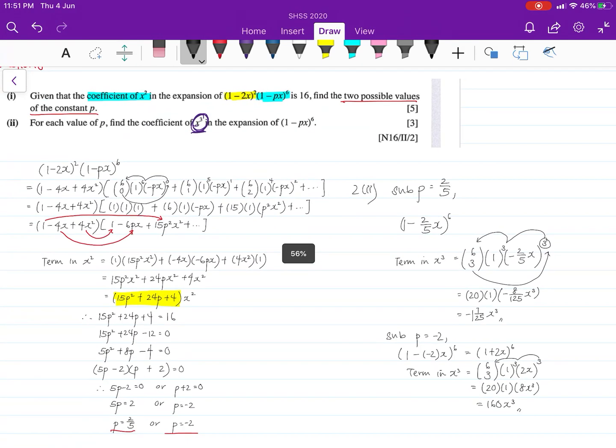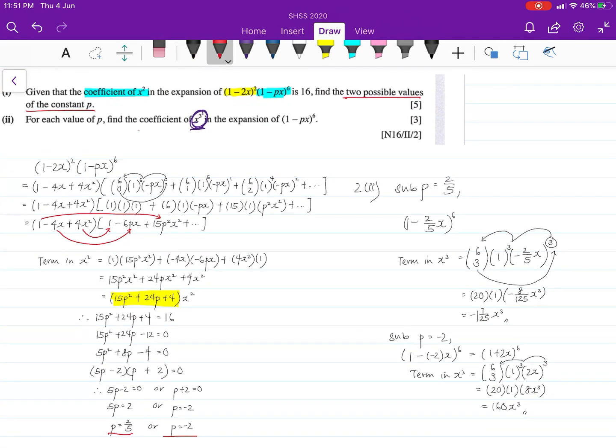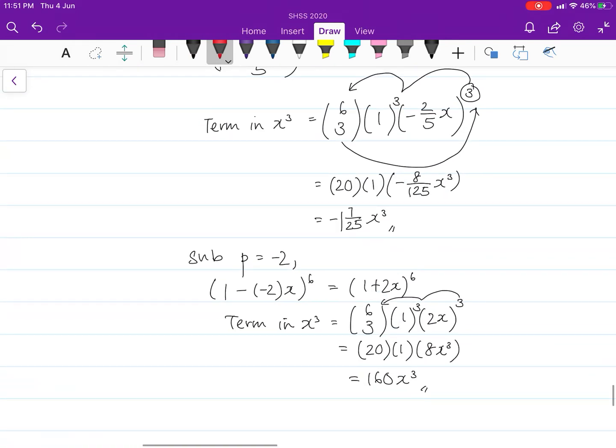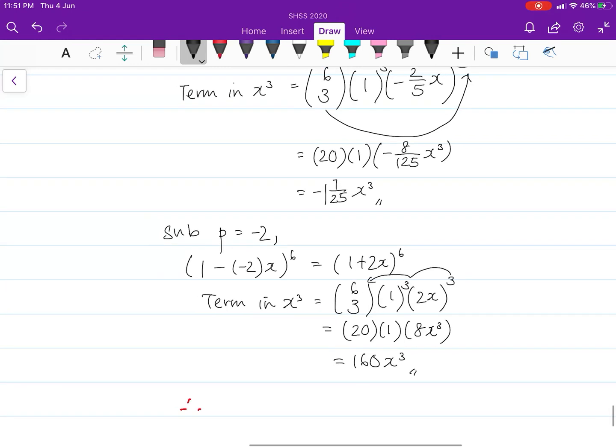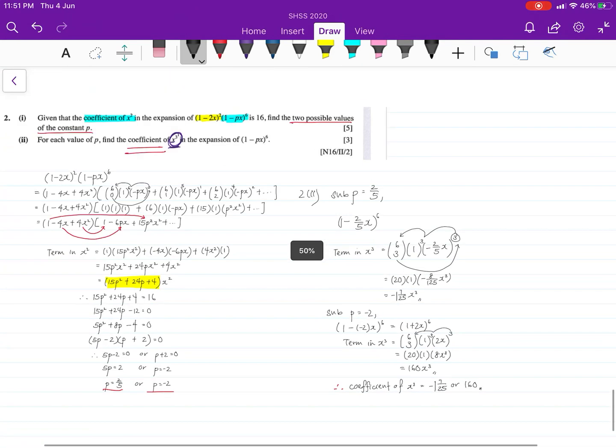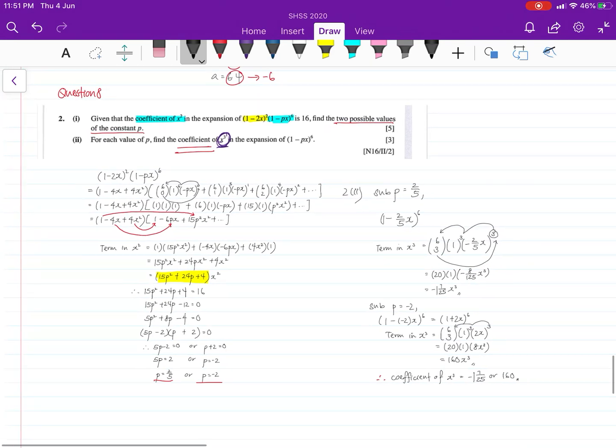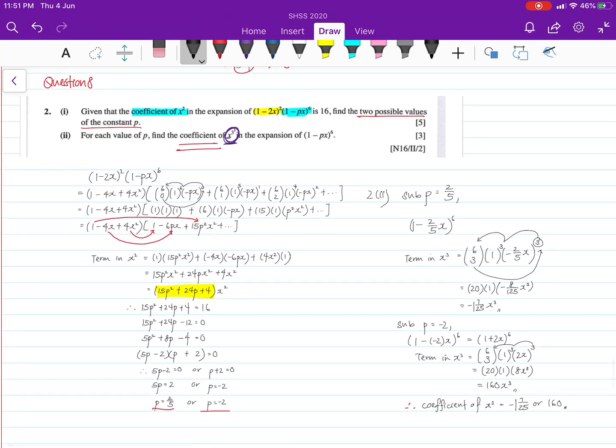Do they want coefficient or term? Oh, they want coefficient. So you need to change it to coefficient instead of term. Therefore, the coefficient of x cubed is either negative 32 over 25 or 160. And this is question number 8 of your May holiday assignment. I hope I clarified this. Any questions you have, pause the video and look through, or you can just WhatsApp me.